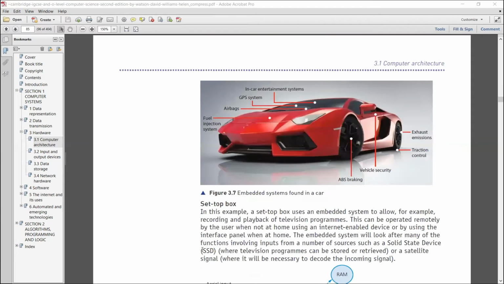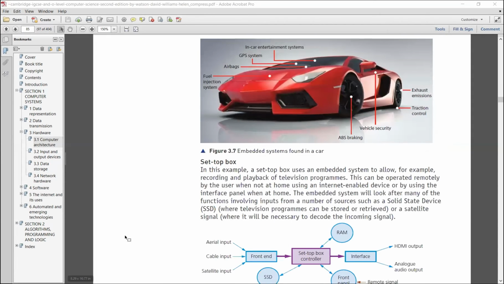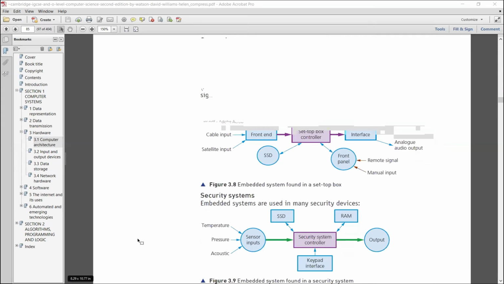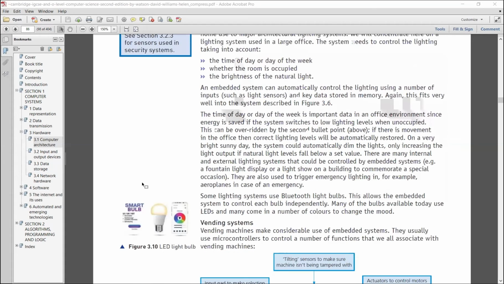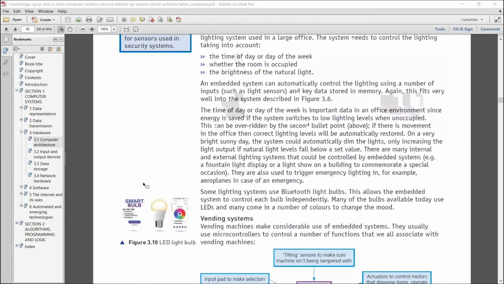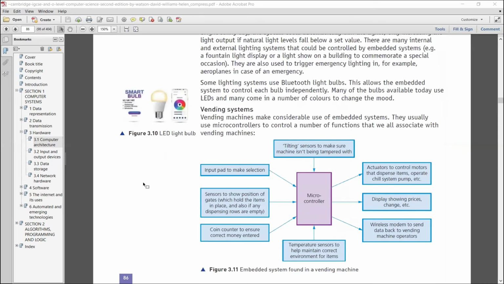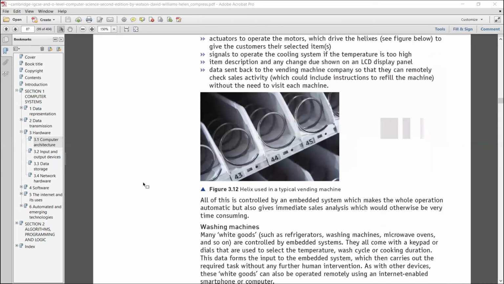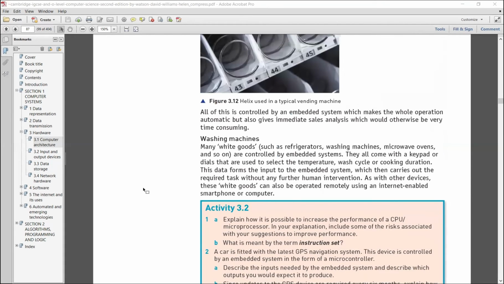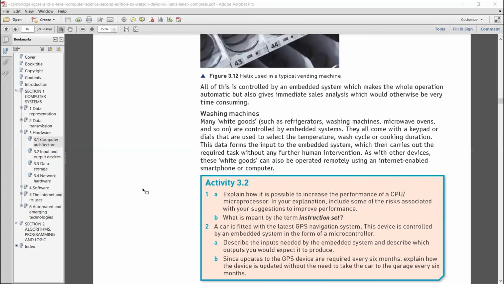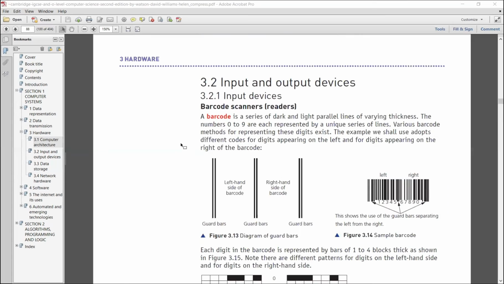Now, in examples, as I talked about, motor vehicles, set-top boxes, then we have security systems also, like I talked about the use of it in our daily lives. You can see it in vending machines, you can see it in lighting systems. The main process is nearly the same. We see it quite often in household devices like washing machines, microwave ovens, refrigerators. They all contain some sort of embedded system. So any questions before I proceed to the input devices?